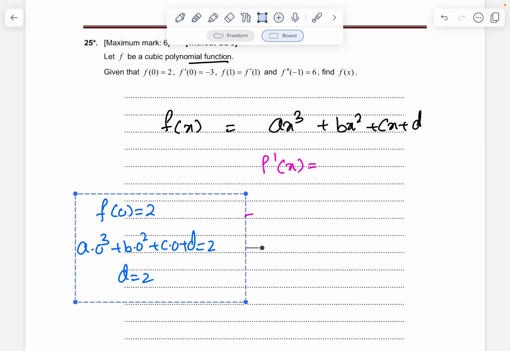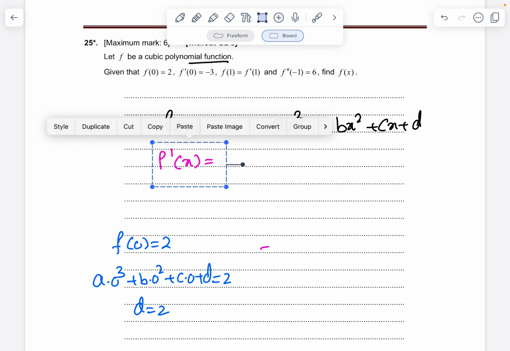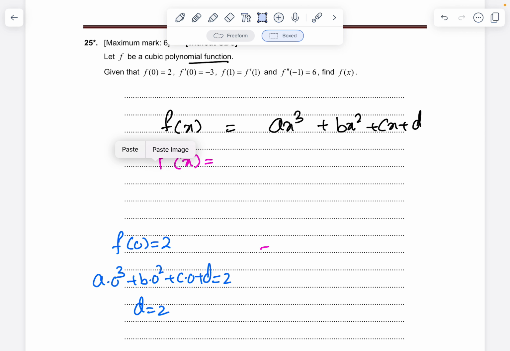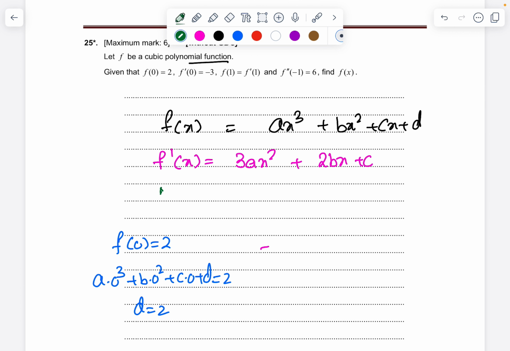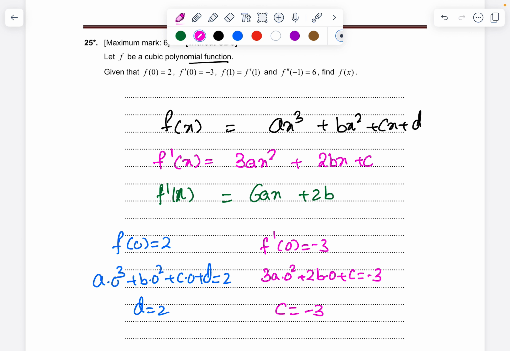So what am I going to do? I am going to find f prime x. f prime x is going to be 3ax squared plus 2bx plus c. And I'll be finding f double prime x. f double prime x is going to be 6ax plus 2b. Now he has given that f prime of 0 equals negative 3. So 3a times 0 squared plus 2b times 0 plus c equals negative 3. So c equals negative 3.